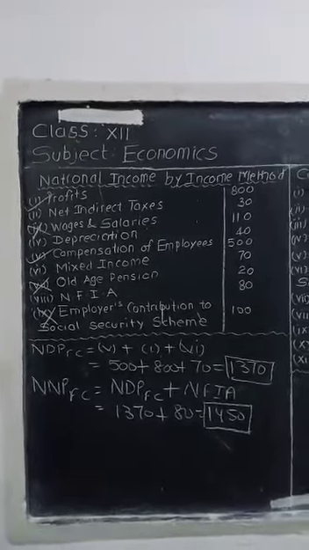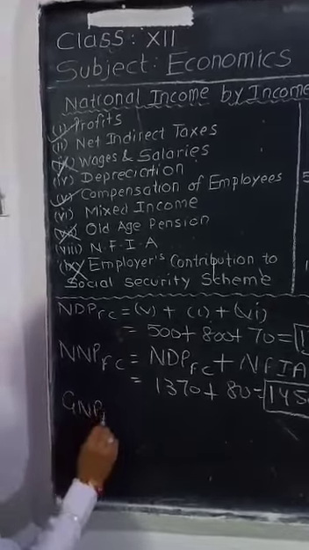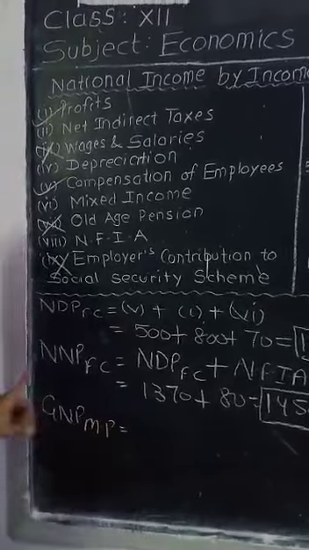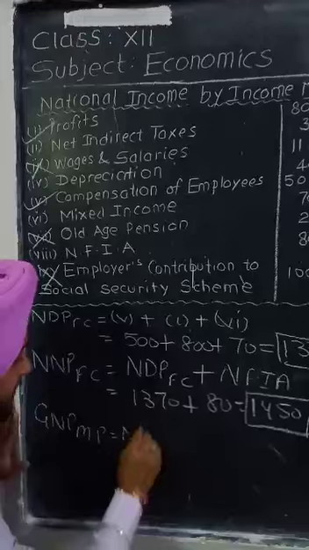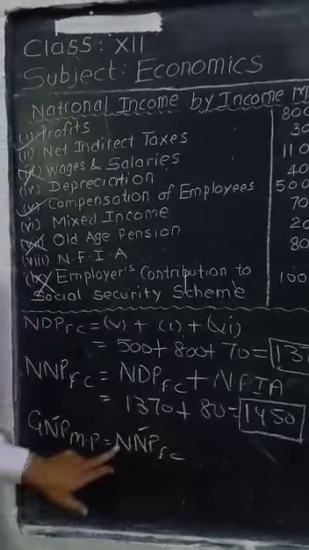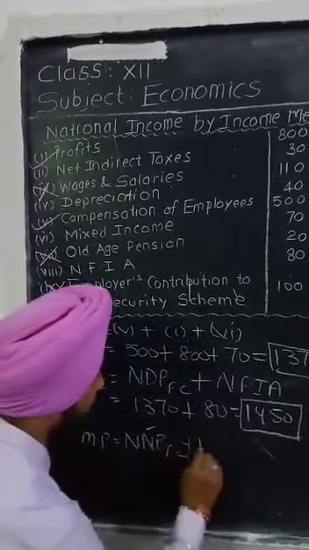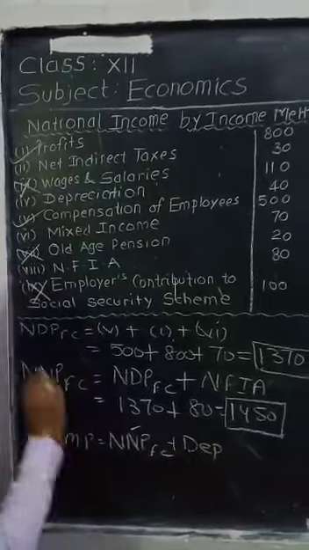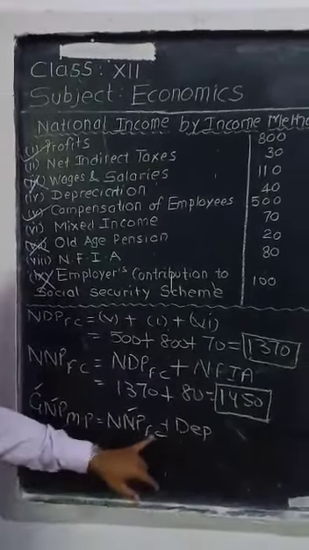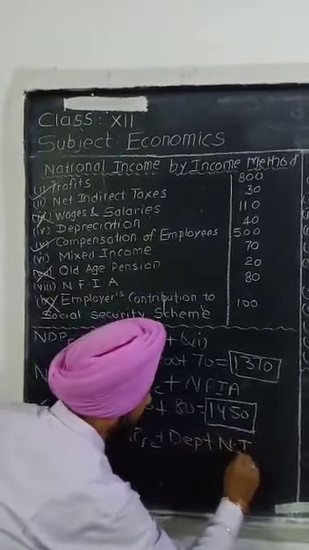Let's say in the examination it is written, calculate GNP at MP. Then what will you do here? Write down NNP at FC. Then, national to domestic is completed. It is at net, and we want it at gross, so add depreciation here. So it will be at gross. It is at factor cost, and we want it at market price, so add net indirect taxes.